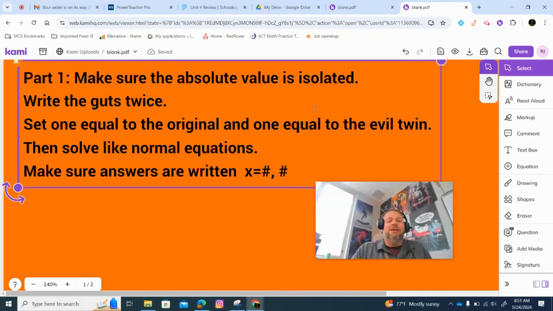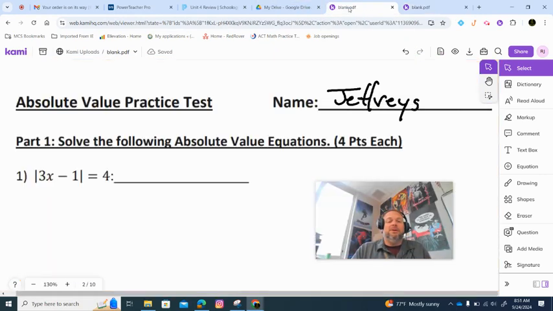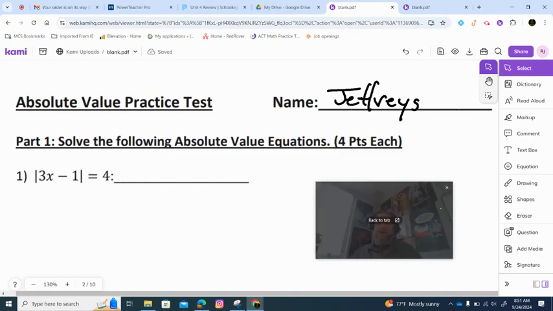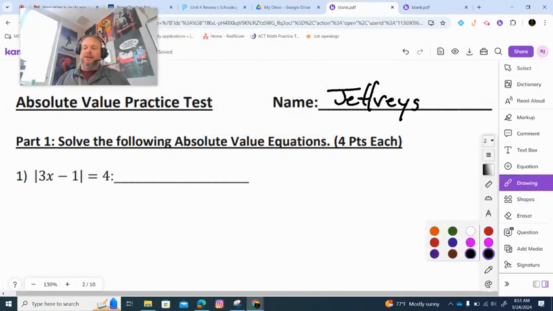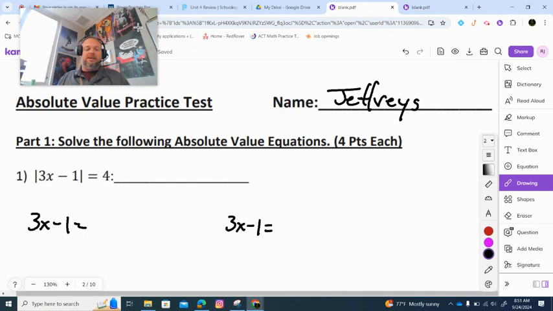All right, so let's see. Is the absolute value isolated? Yes, it is by itself. So I'm going to write the guts twice. Remember, the guts is what we have discussed is what's inside the absolute value. I'm going to write the original, and I'm going to write the evil twin.